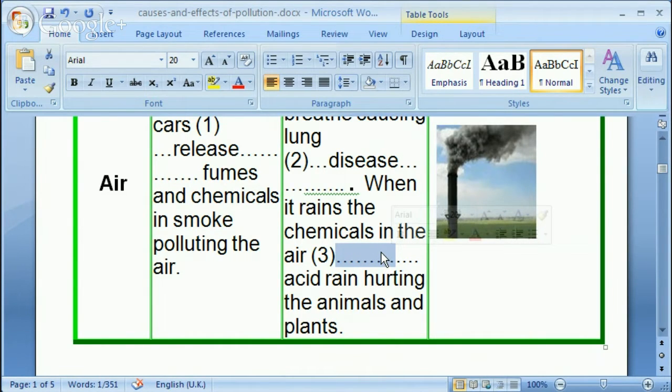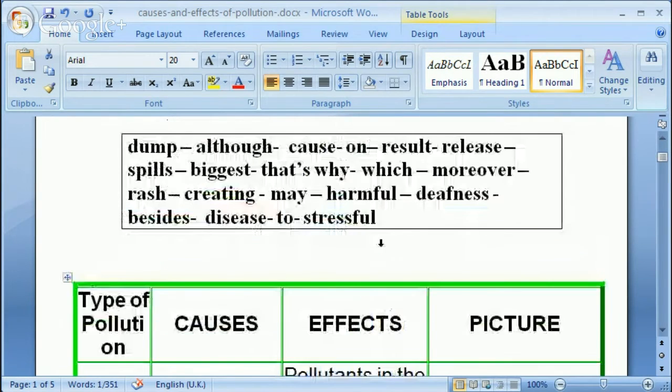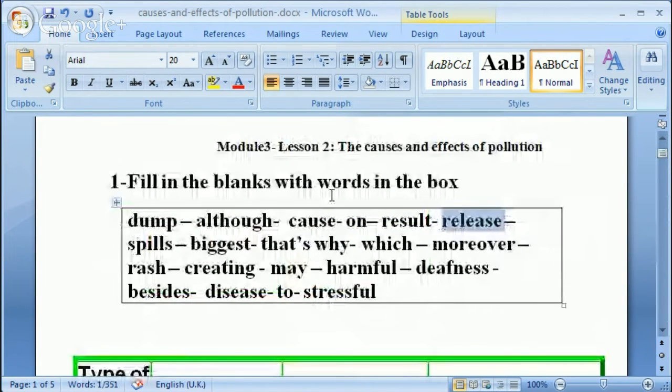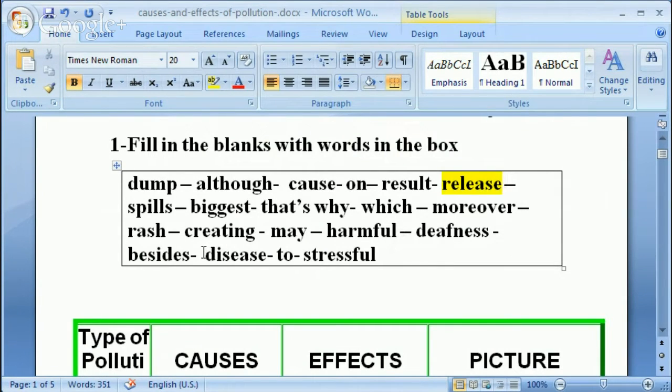Okay. Again, looking for a verb. I've already used release. So if I'm doing some kind of IELTS or TOEFL test, I would naturally cross out the answers which I've already used. The less I have to look at, the easier it becomes for me. I'm looking for a verb, dump, cause.